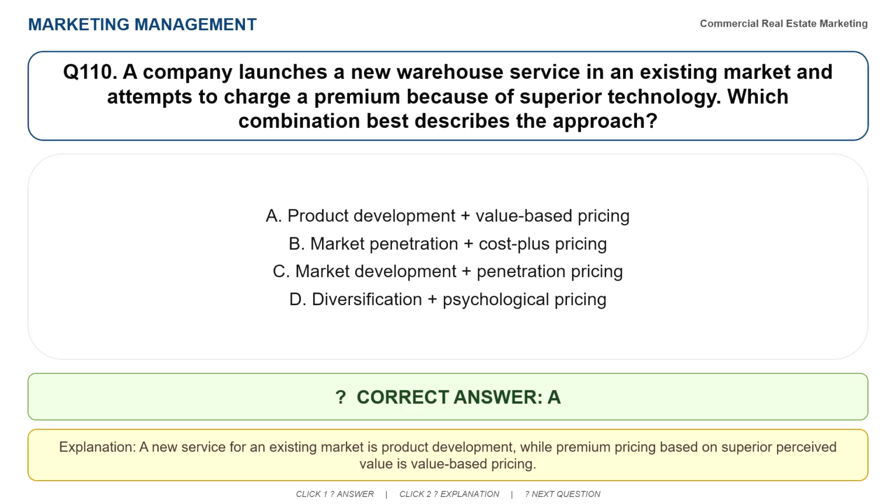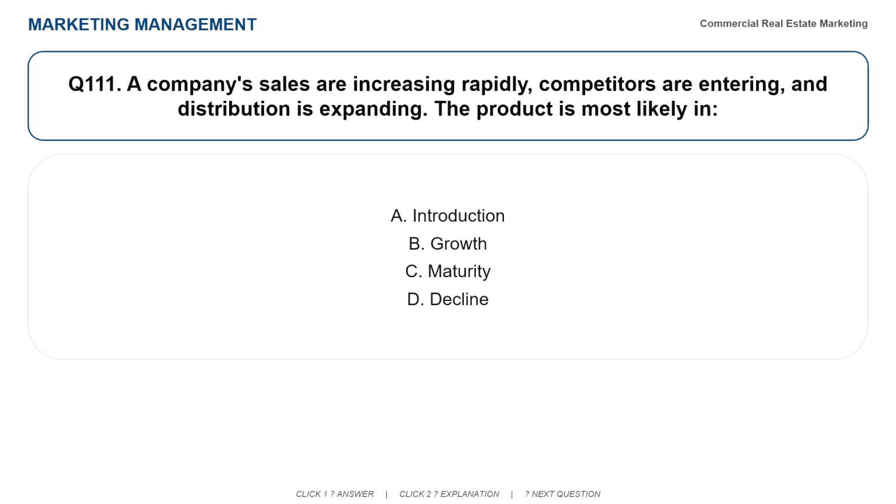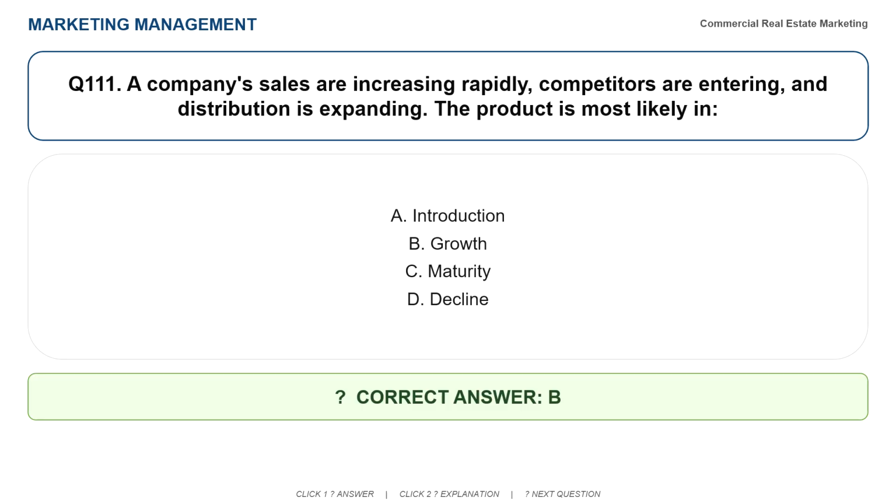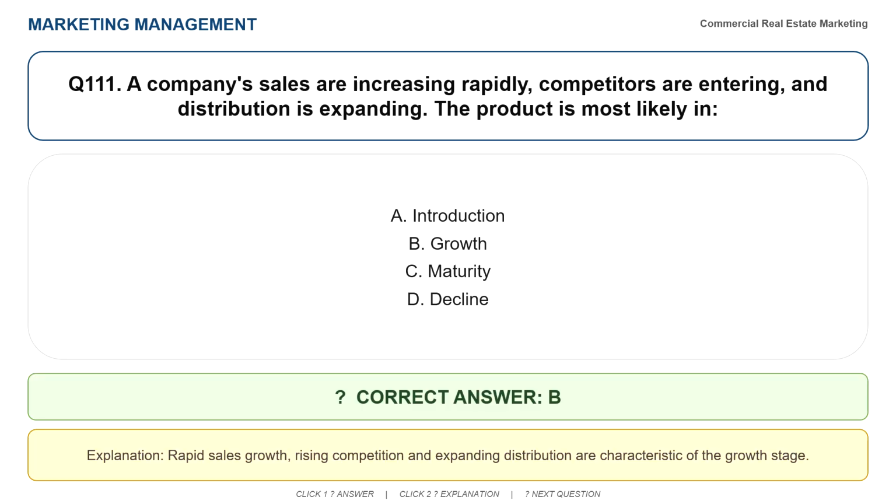value-based pricing. Question 111. A company's sales are increasing rapidly, competitors are entering, and distribution is expanding. The product is most likely in: Option A, introduction. Option B, growth. Option C, maturity. Option D, decline. The correct answer is B. Explanation. Rapid sales growth, rising competition, and expanding distribution are characteristic of the growth stage.